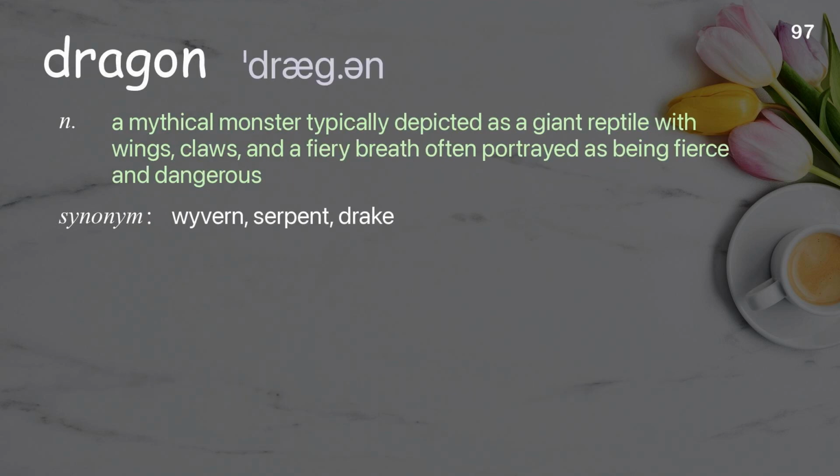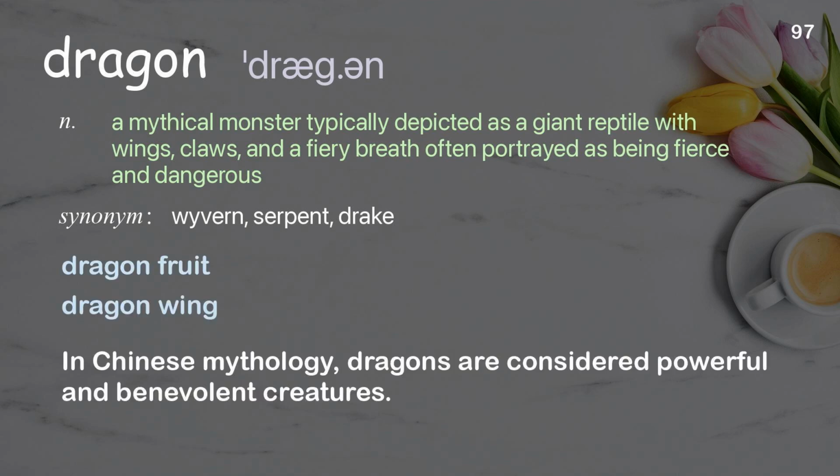Dragon: a mythical monster, typically depicted as a giant reptile with wings, claws, and a fiery breath, often portrayed as being fierce and dangerous. Examples: Dragon fruit. Dragon wing. In Chinese mythology, dragons are considered powerful and benevolent creatures.